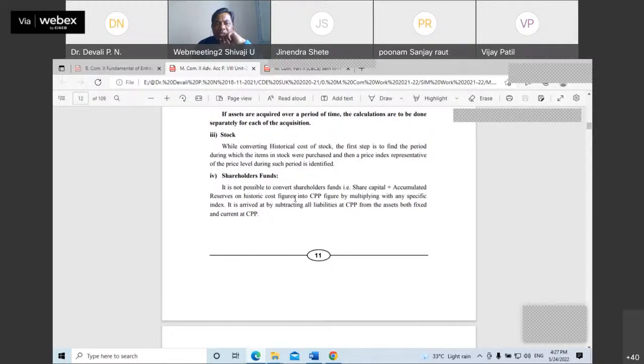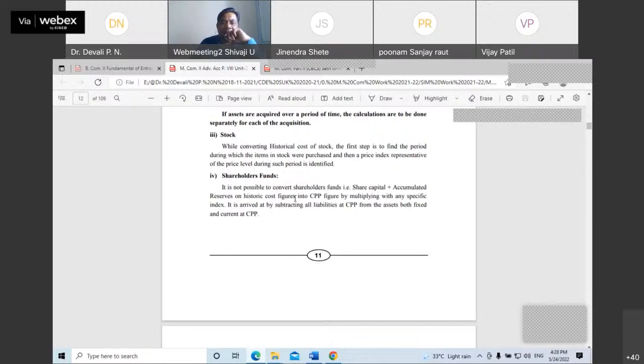So what will happen here? To find the period during which the items in stock were purchased. When you are going to purchase the particular stock, that is very important. And a price index representative of the price level during such period is identified. So these two periods are to be considered while you are determining the stock.